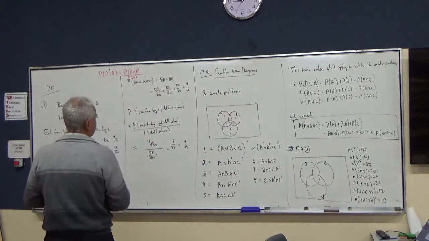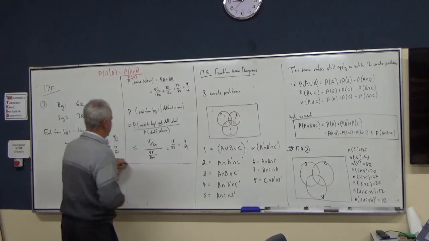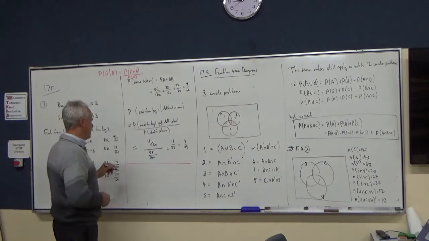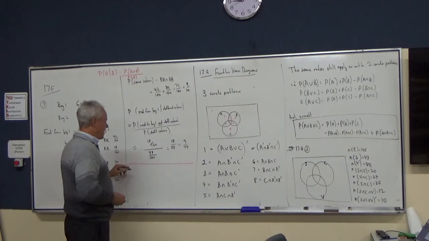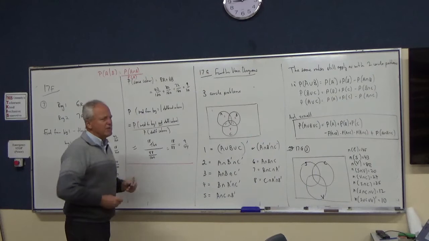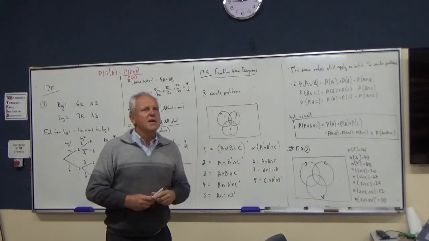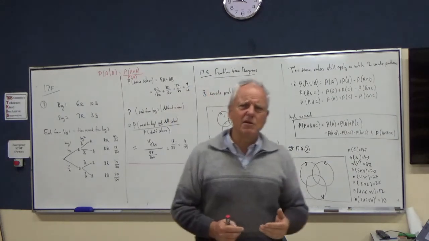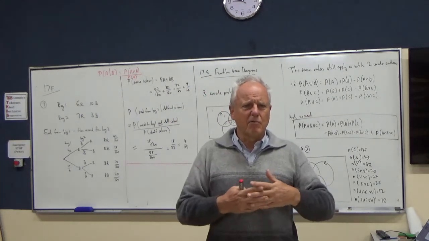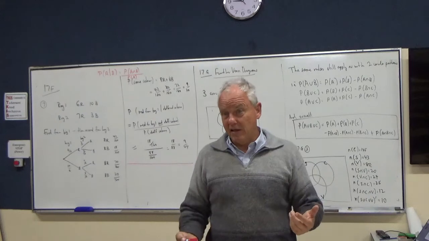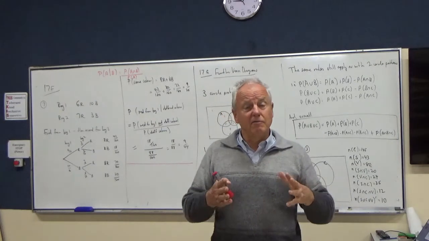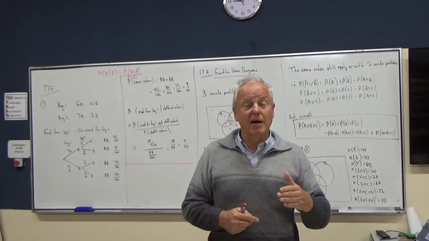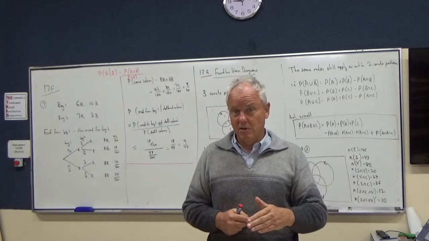Let's take it a bit further before we move on to 17G. So with conditional probability, if events are independent. What does independent mean? Independent means that the probability of one happening doesn't affect the other. It means the probability of A intersection B is the probability of A times the probability of B.